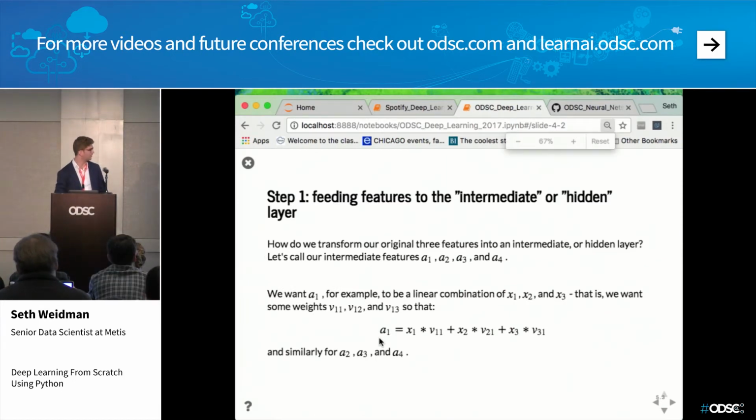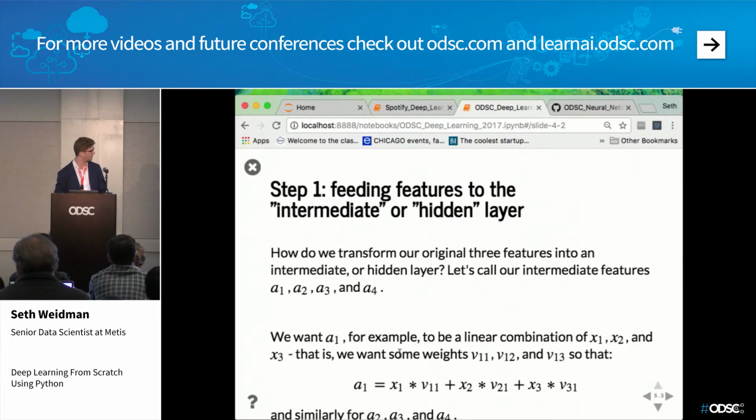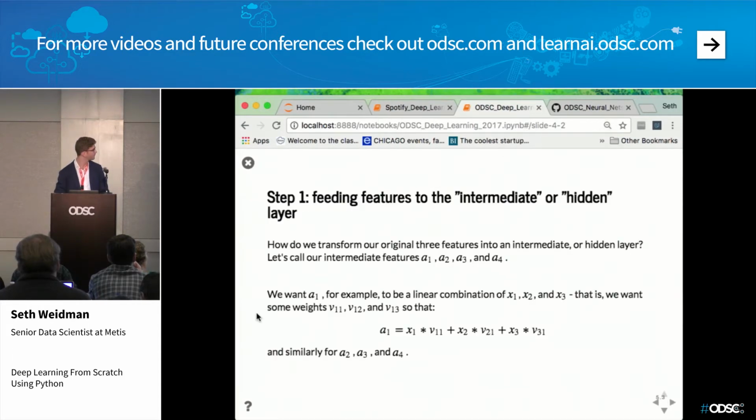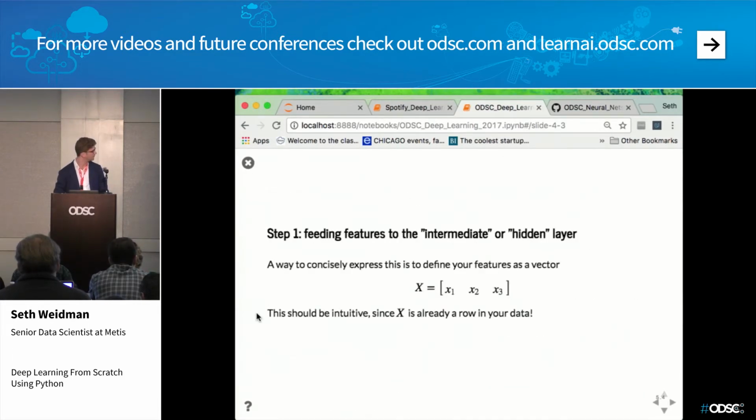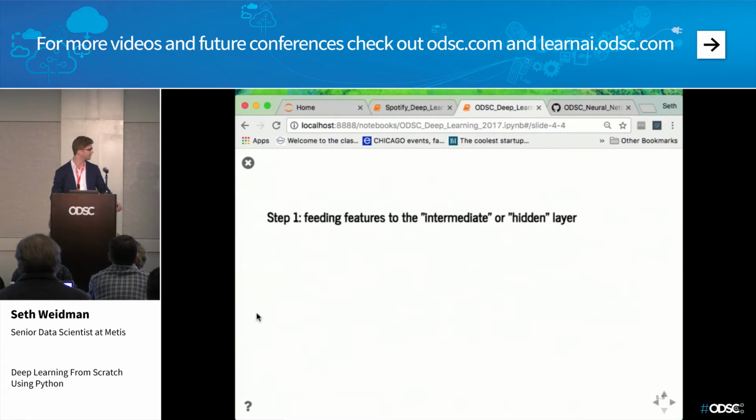And we want each one of those features to be a linear combination of our original features, transformed by some weights that I'll call V. So for example, the first feature will just be a linear combination of our original features. If we express our original data as just a vector, which is an intuitive thing to do, because if you think of a row of data, we typically think of that as a vector.